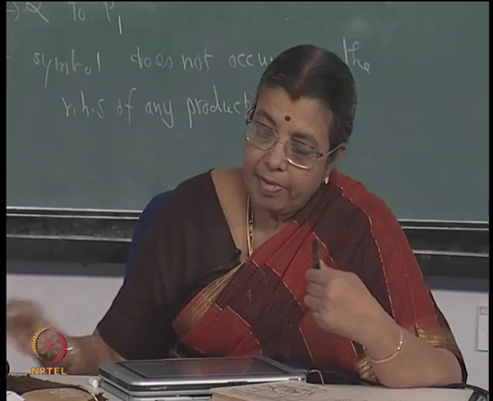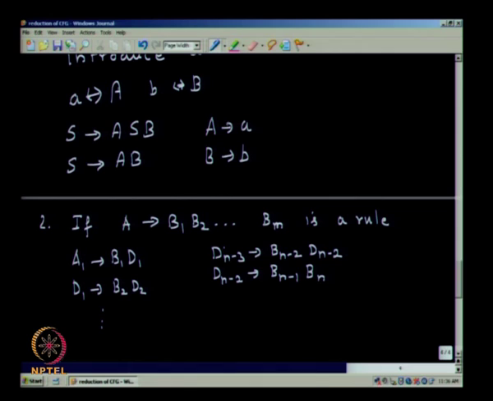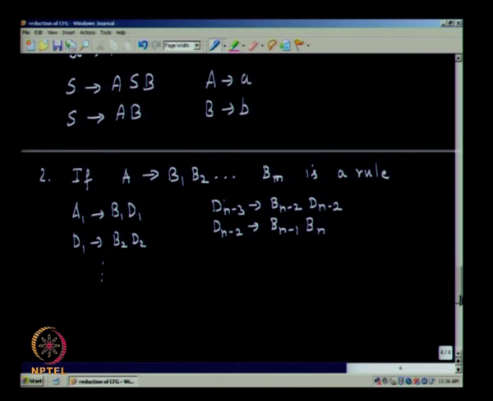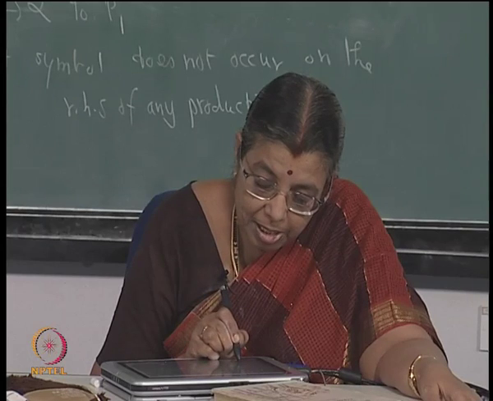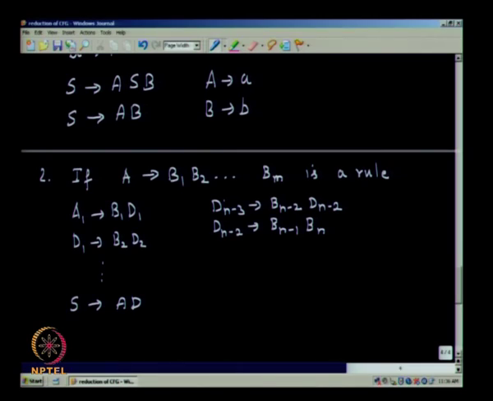So, in this example which we have considered, these two are in Chomsky normal form. This is no problem, it is in Chomsky normal form. The first rule alone is not in Chomsky normal form. So, you introduce a new non-terminal, say D, and have S goes to AD and D goes to SB. So, instead of applying S goes to ASB, the same result will be achieved in two steps by applying S goes to AD first and then D goes to SB. When you apply, it will be ASB.